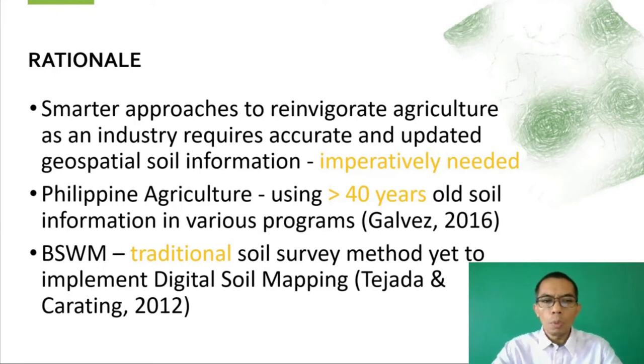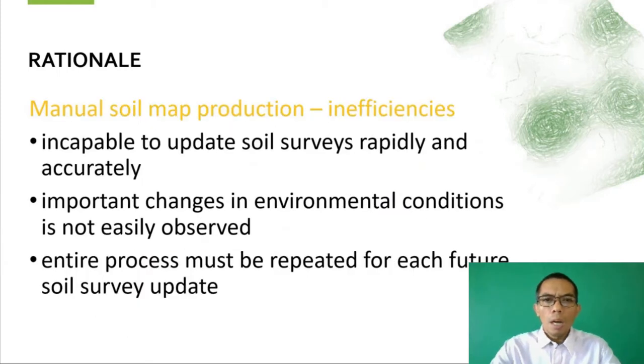Likewise, the Bureau of Soil and Water Management is still using the traditional soil survey method and is yet to implement digital soil mapping. There are inefficiencies in manual or traditional soil map production. First, it is incapable of updating soil surveys rapidly and accurately. Second, it cannot easily detect or observe important changes in environmental conditions. Third, the entire process must be repeated for each future soil survey update. Thus, this manual method is costly and time-consuming. And what is worse, the maps being produced are not intelligent.